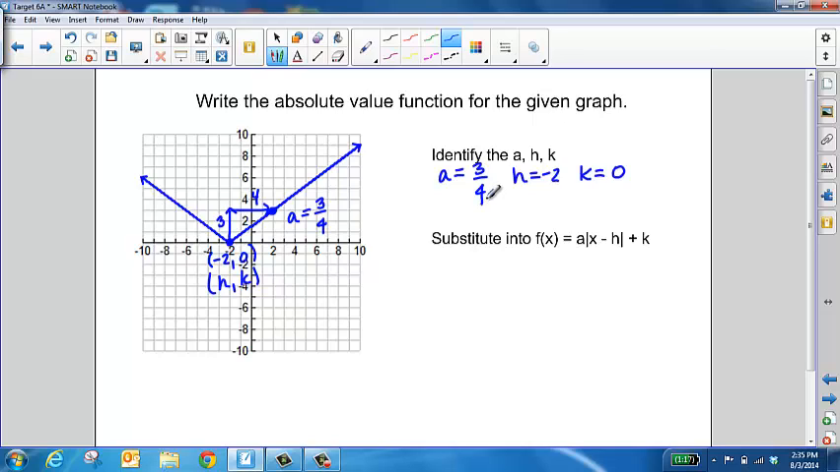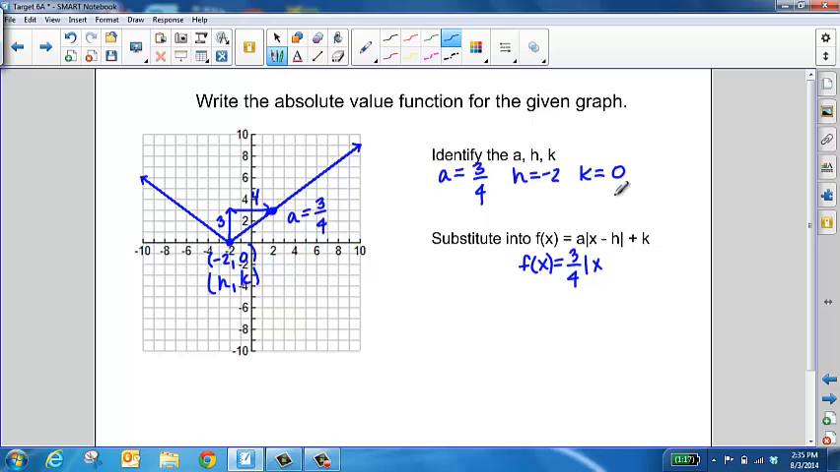Now once you have the a, the h, and the k, all we need to do is substitute those 3 values into our standard equation for an absolute value function. So we're going to have f of x, or you could make this g of x, h of x, m of x, it does not matter. In for the a value, we're going to substitute in that 3/4. Then we're going to draw the absolute value bars. Then we're going to have x.